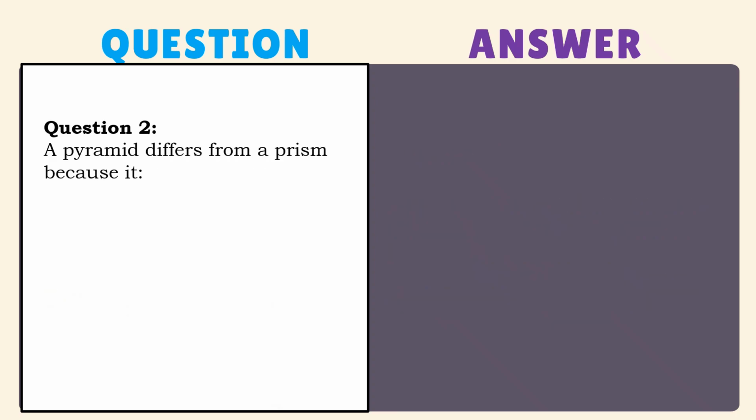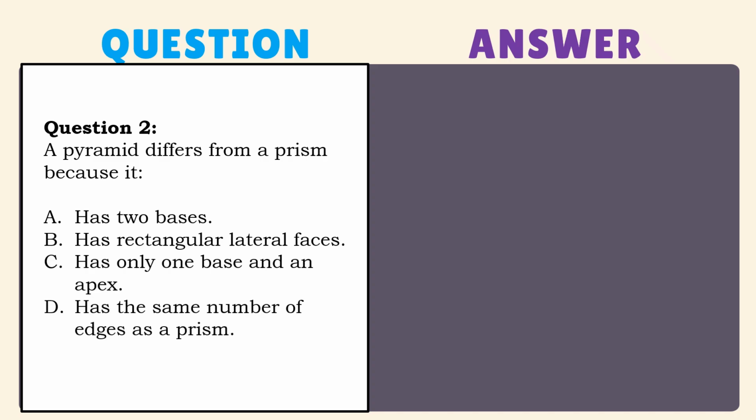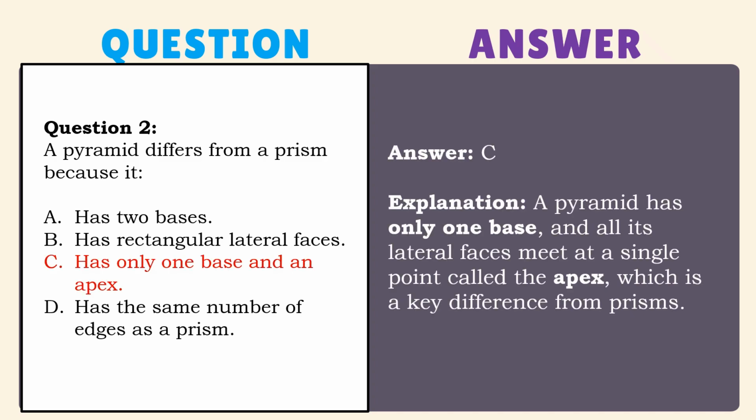Question 2. A pyramid differs from a prism because it A. has 2 bases, B. has rectangular lateral faces, C. has only one base and an apex, or D. has the same number of edges as a prism. What do you think the answer? Alright, the correct answer is letter C. A pyramid has only one base, and all its lateral faces meet at a single point called the apex, which is a key difference from prisms.